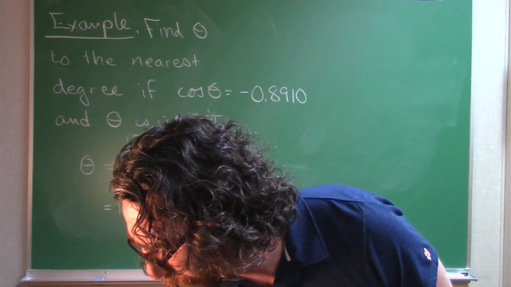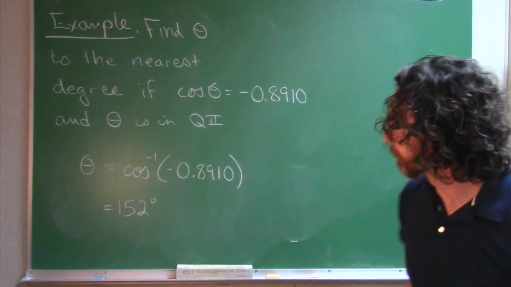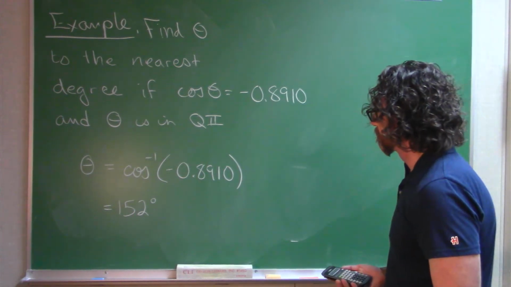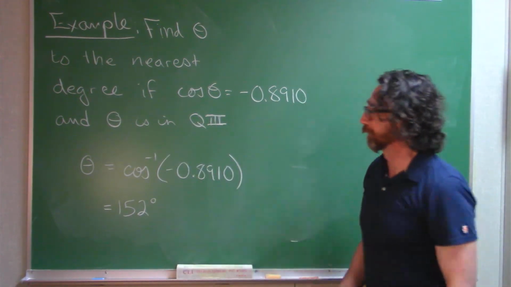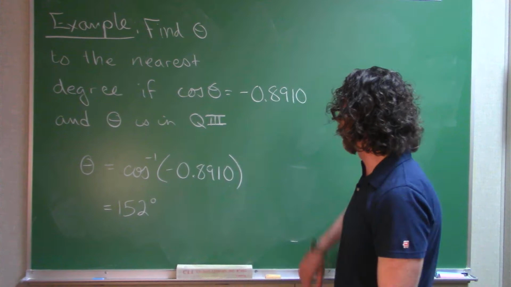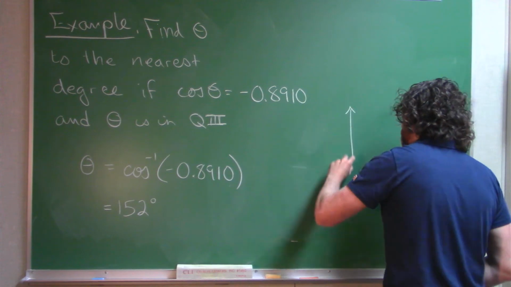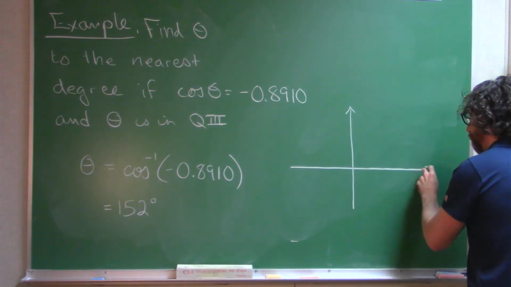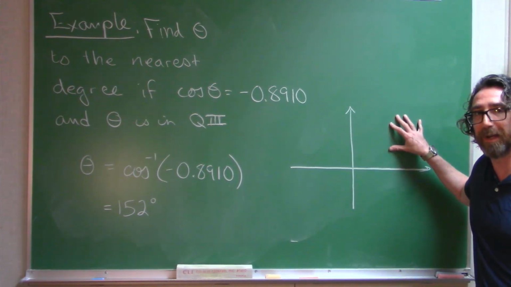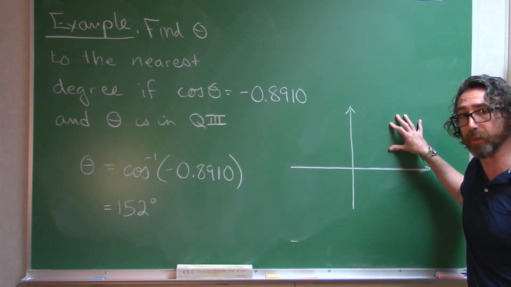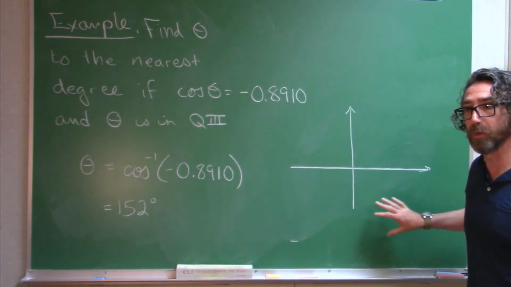Let's do another one here. Actually, let me change up the problem a little bit. Let me make it a Q3 angle. Okay, so theta is in Q3, and this is what I know about my angle. So one thing I want you to note here. In the first quadrant, cosine is positive, right? Because cosine is based on the x coordinate. So cosine positive, cosine negative, cosine negative, cosine positive.